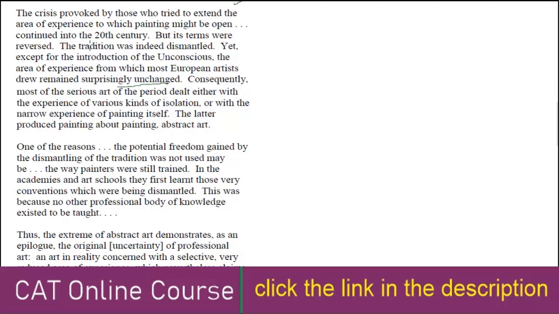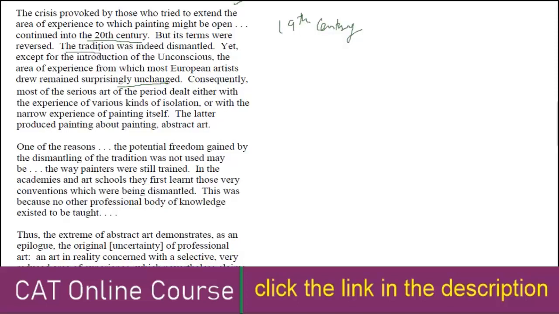Now the problem is, if you look at this paragraph, this becomes slightly difficult. Why? Because the author says the crisis provoked by those who try to extend the experience to which a painting might be open. So basically, the artists who tried to extend the experience of the painting went into the 20th century as well. In the earlier paragraph, they said that in the 19th century, the artists tried to take the experience of the wider social class as well. And now he says that this went into the 20th century as well.